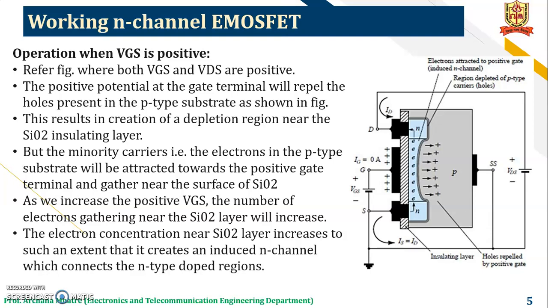As we increase the positive VGS, the number of electrons gathering near the SiO2 layer will increase. The electron concentration near the SiO2 layer increases to such an extent that it creates an induced N-channel which connects the N-type doped regions.